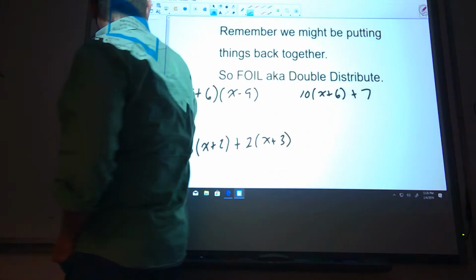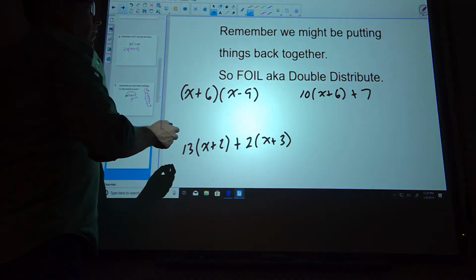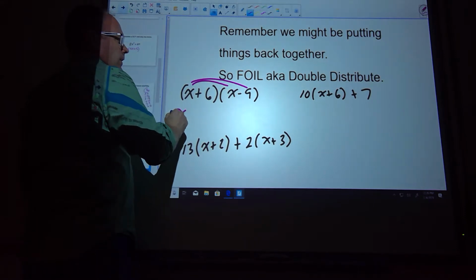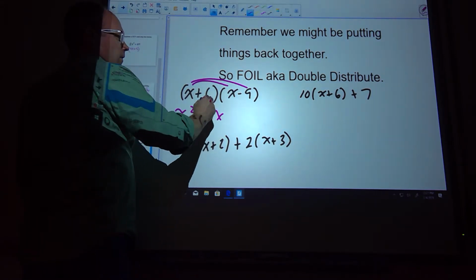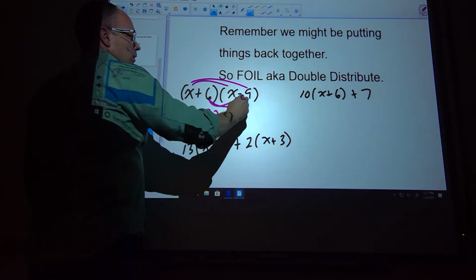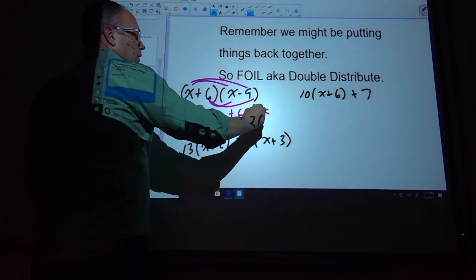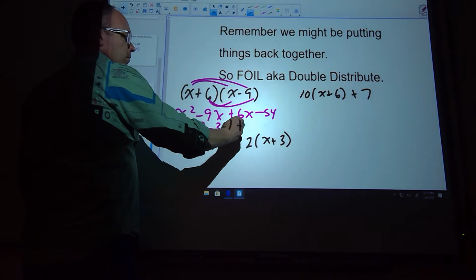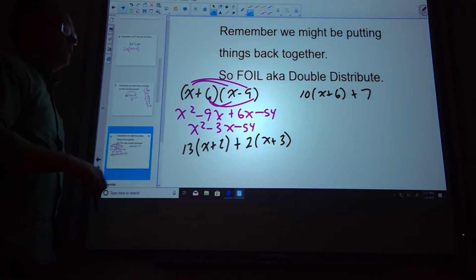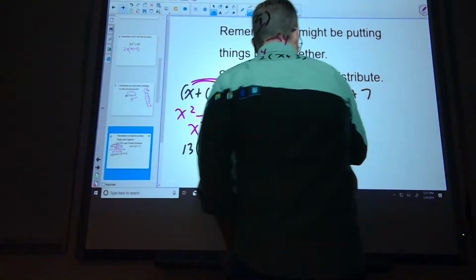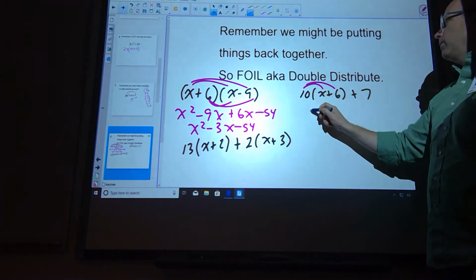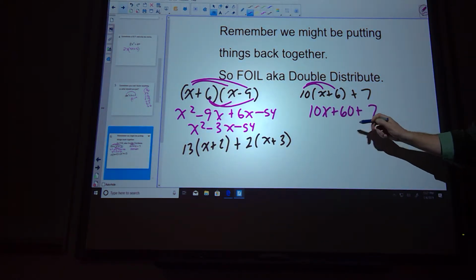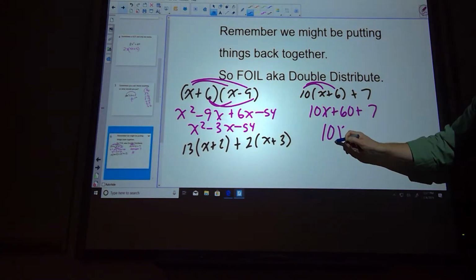And this is the last one. Remember, with double distribution, all we're doing on this one is putting it back together, and then combining like terms. This one, I just have to distribute 10 over. I was just trying to give you some ideas of what might come across, and then combine any like terms.